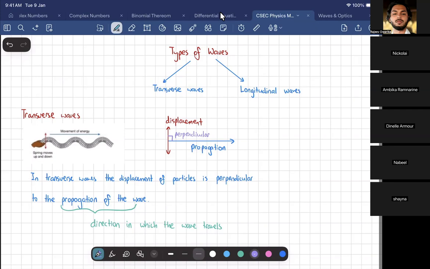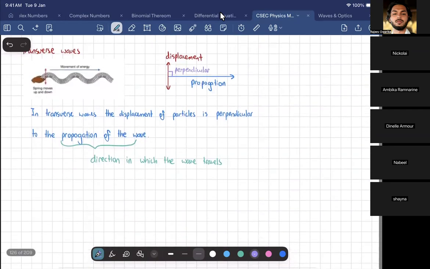Nikolai, let me know if you're confused or if you understand what's going on. Okay. Ambika, you probably would have got a similar definition in school, or not? Yeah, I did. Did you feel like you fully understood the definition, or were you just going with it? No, I understood. Okay, that's good. I'm glad to hear that.